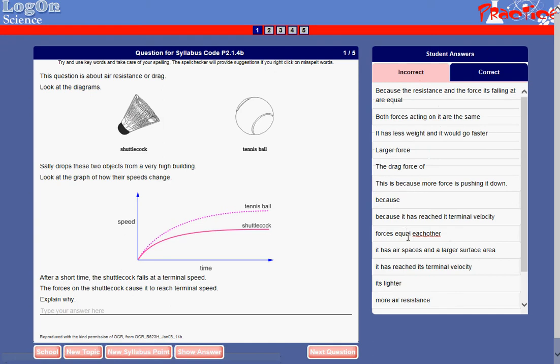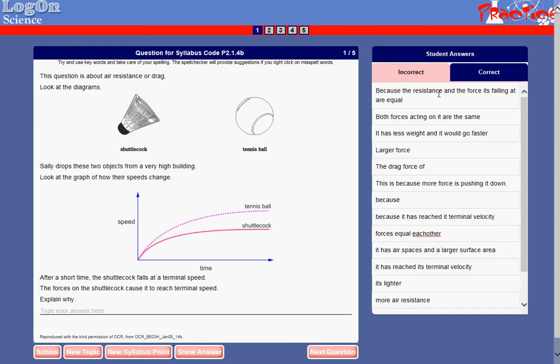Just notice there's a spell checker operating, which on some occasions, if a keyword's been misspelled or there's a major typo, then it's quite possible that it will get marked wrong even if it's right. Let's look at one or two answers.